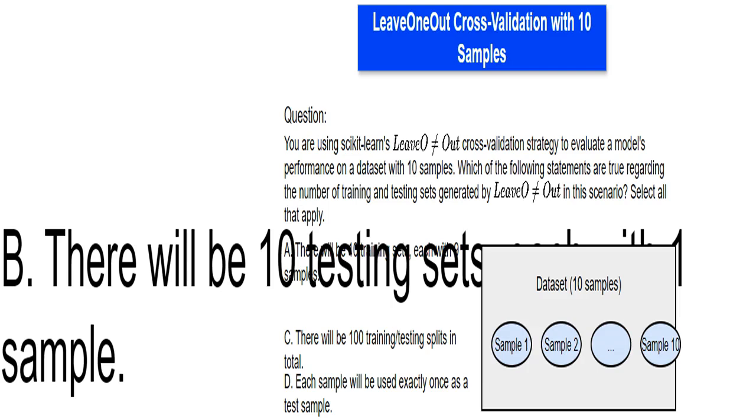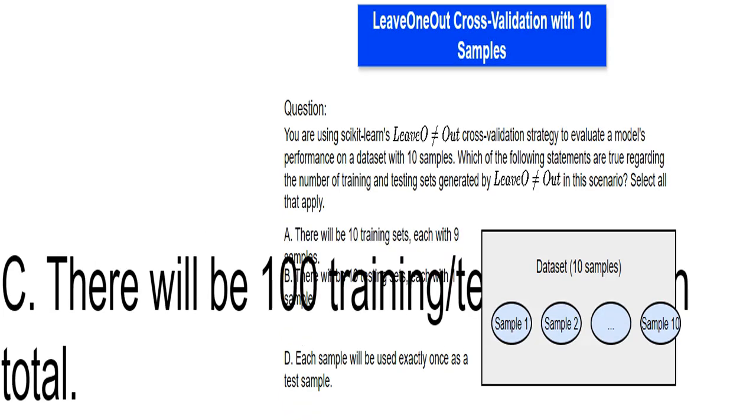Nope. We only have 10 samples, so we only need 10 iterations, each leaving one sample for testing. 100 splits would be way too many for this. Absolutely. That's the whole point of LeaveOneOut. Every sample has its moment to shine as a test sample, ensuring that every data point contributes its fair share to the evaluation. This makes LeaveOneOut really comprehensive, right? It's like everyone in class getting a turn to present their project.